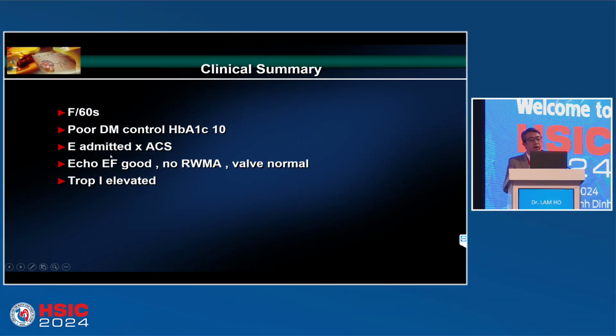The patient's clinical history is very simple. A lady around 60 years old. She had very poor diabetes control, and HbA1c was very high. She was admitted for ACS. ECG was non-specific. Echo showed good LV function. Troponin I was elevated. So we went to see the angiogram of the patient.